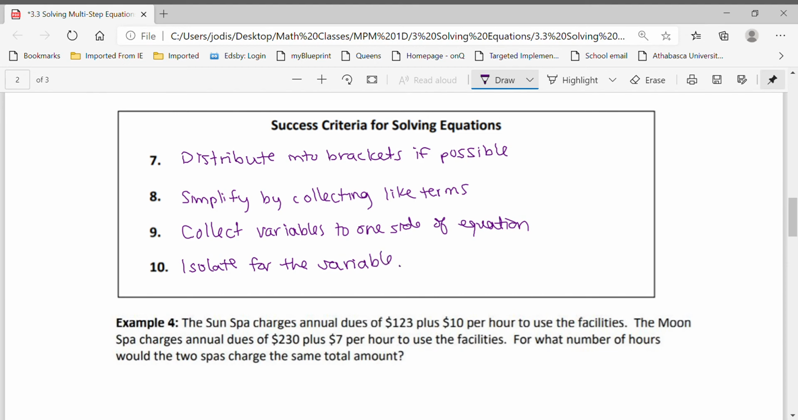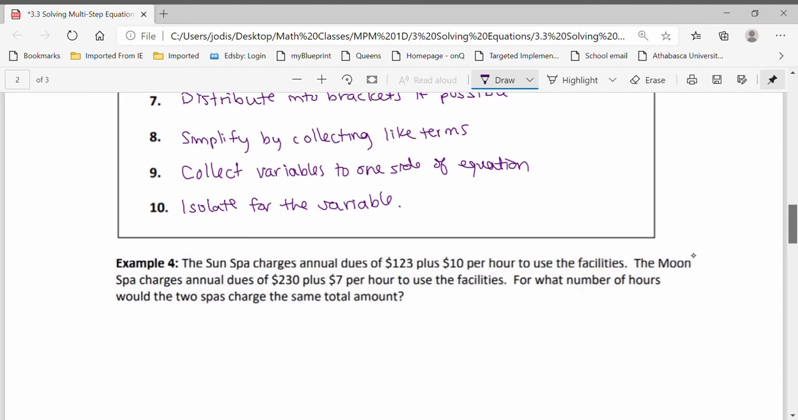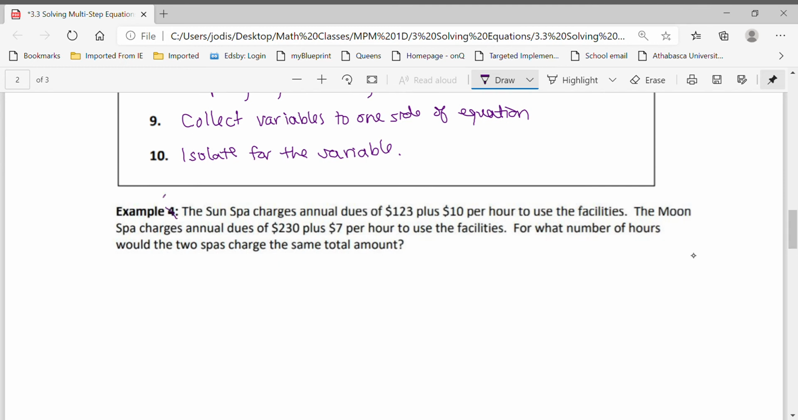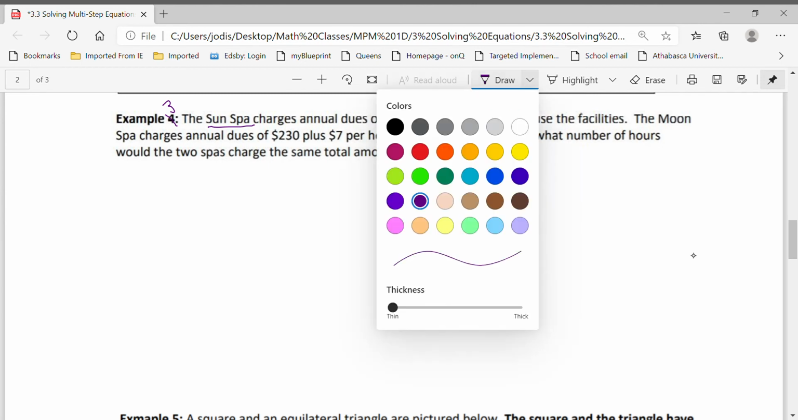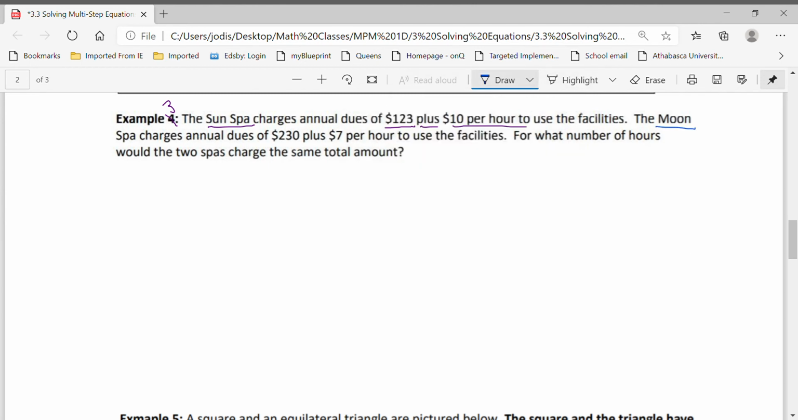Okay, so we're just going to try a couple of real life examples. I think this should be example 3, not 4, but it's alright. And then we'll be done this lesson. So in this case, we've got the Sun Spa charges annual dues of $123 plus $10 per hour. And then the Moon Spa charges annual dues of $230 plus $7 an hour.